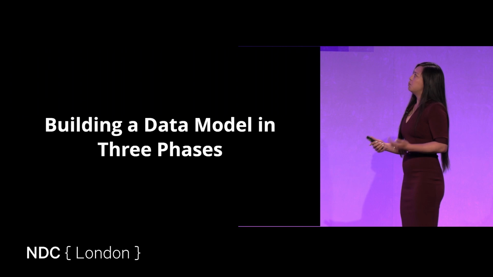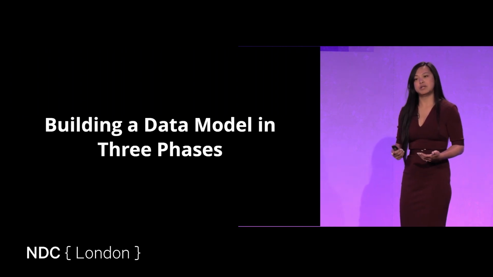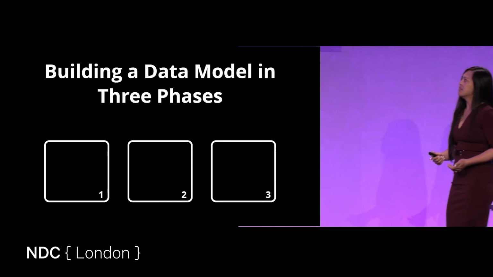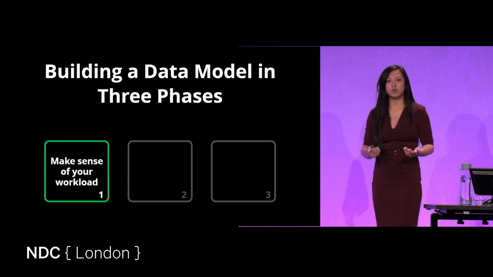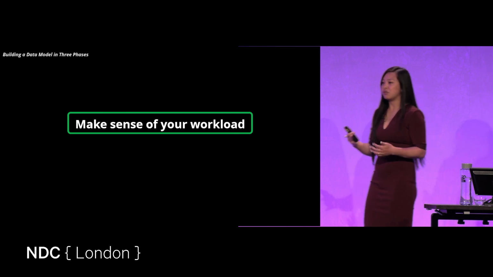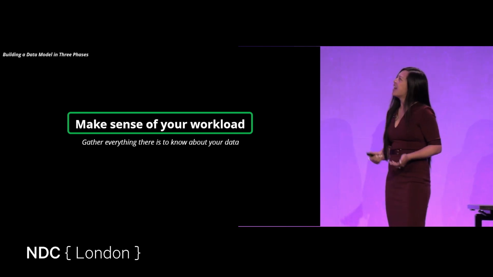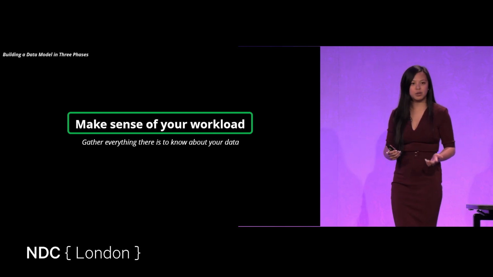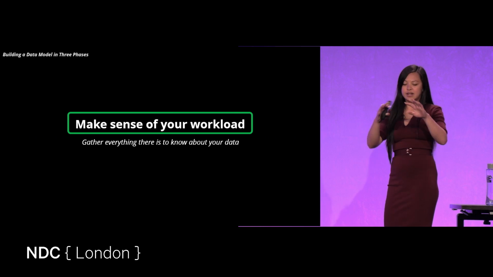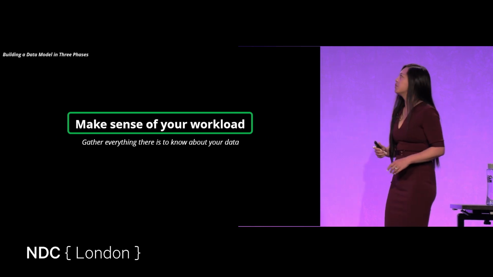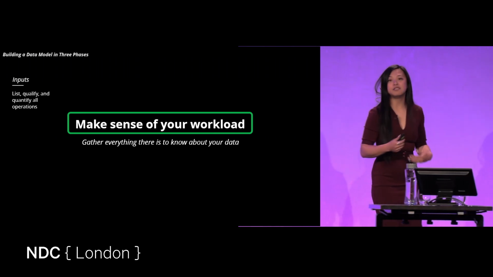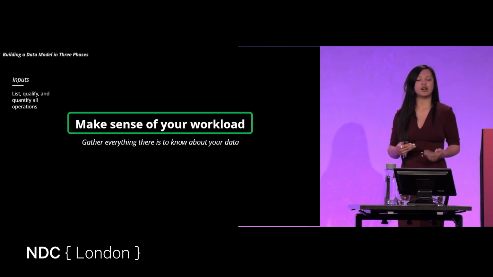So let's go through how to build a data model in 3 very particular phases. The first phase in building a data model with document databases is to make sense of your workload. So what does that mean? In this phase, it's very much a discovery phase. You're trying to make sense of and gather everything there is that you could possibly know about the data that you're working with in your application. Out of this, you're going to get a batch of inputs, rather. And in these inputs, you'll want to list, qualify, and quantify the operations that are running within your application.